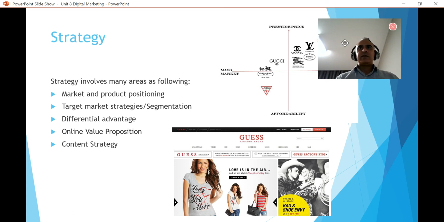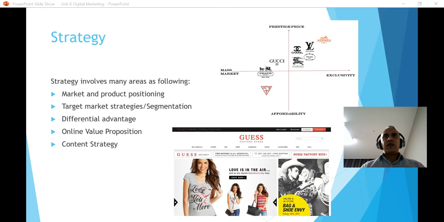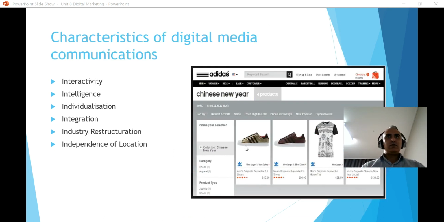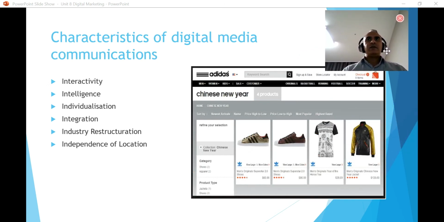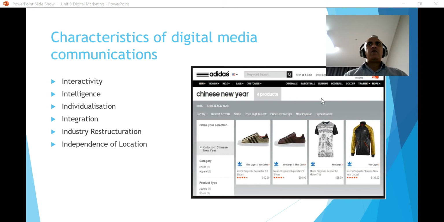So here, for example, we understand where we are as Guess, right? In terms of other brands, of other luxury jean brands, what is our value proposition, what we want to sell online, and how we're going to make it look. Here, for example, then they come up with this website, and then, of course, they try to portray what they want to do, right? So in this case, we have to think of the digital media, how these communications must look like, and what is important.